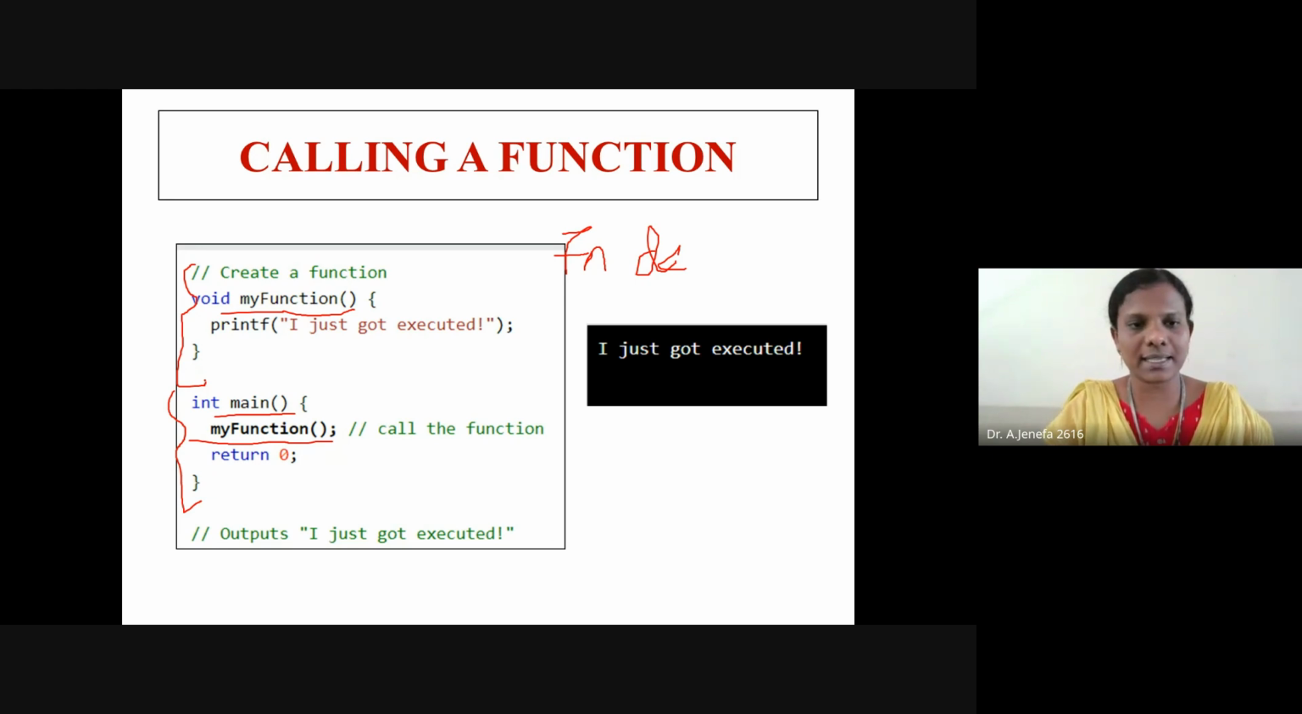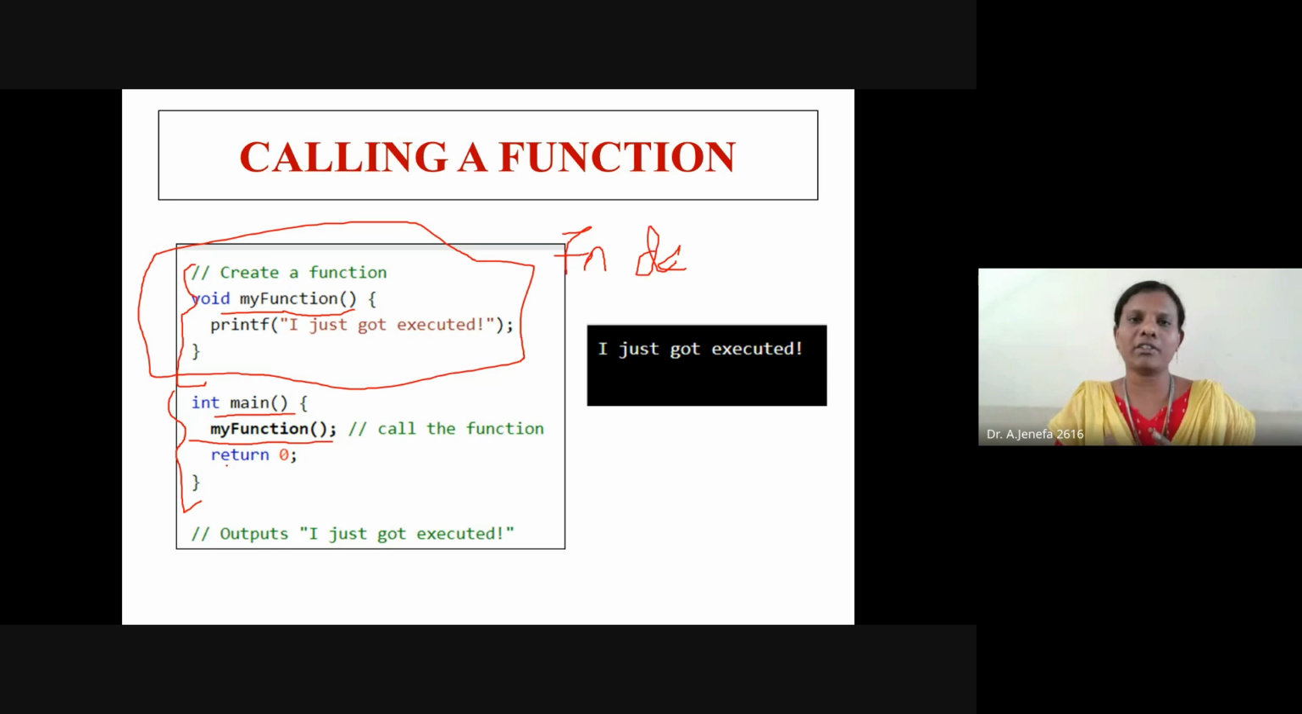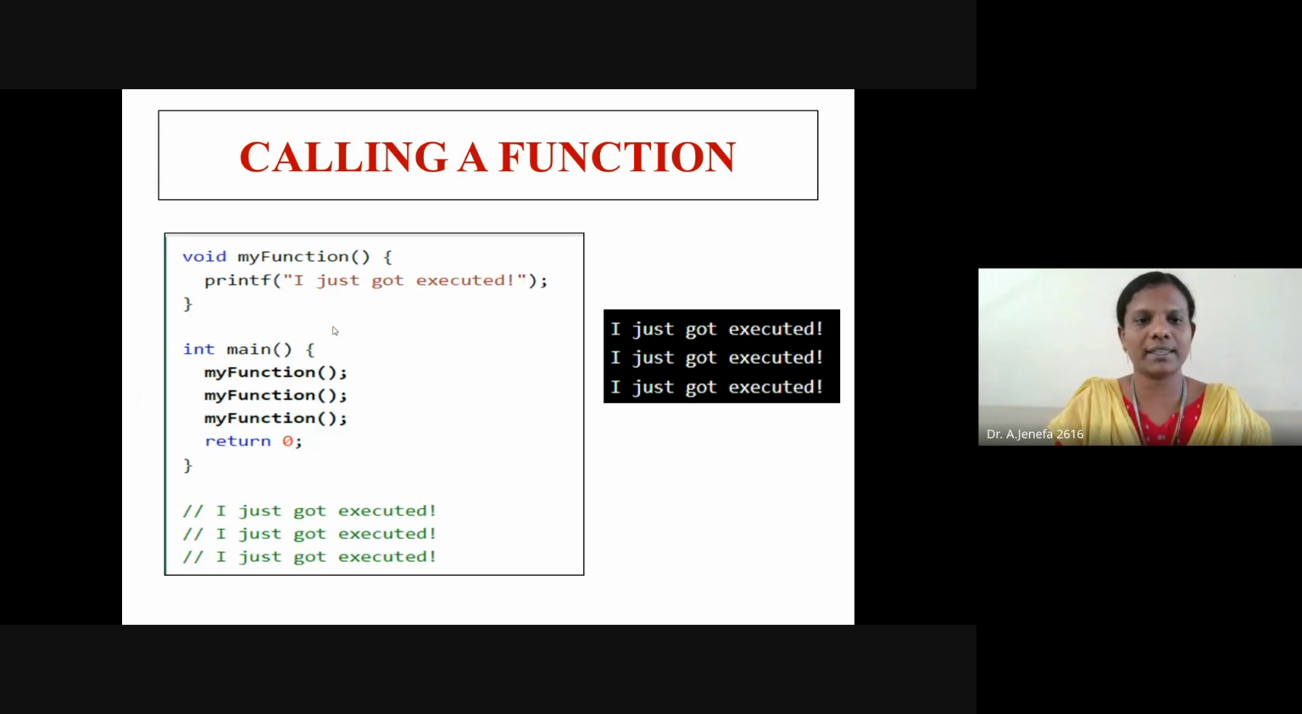In this example, I have just defined a function. This is my function definition, which simply prints a statement: I just got executed. From the main program, I am simply calling that function. How do you call a function? By using its name. My function name is myFunction. It simply calls this function and executes the code given inside the function definition. So what would be my output for this code? I just got executed.